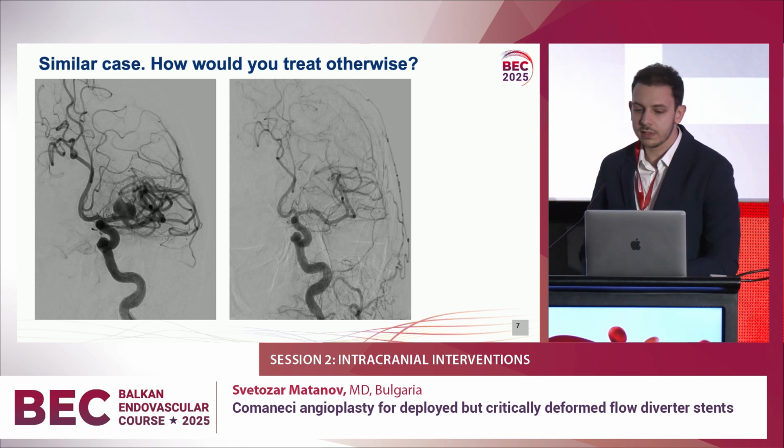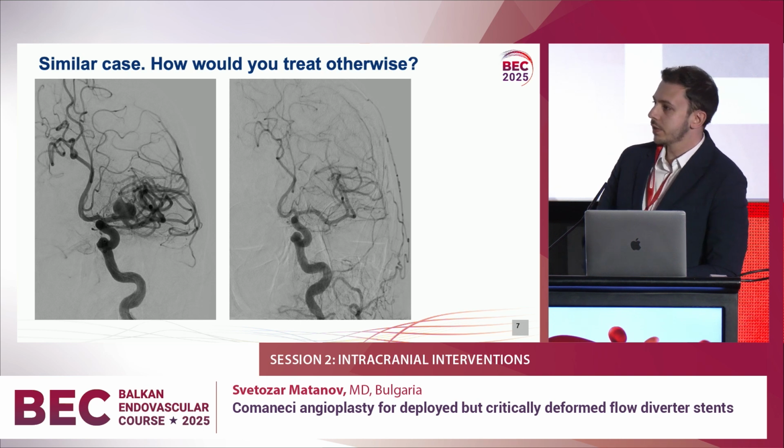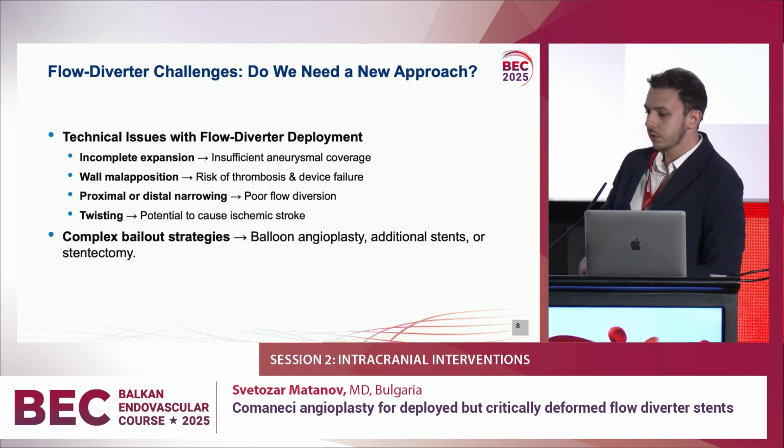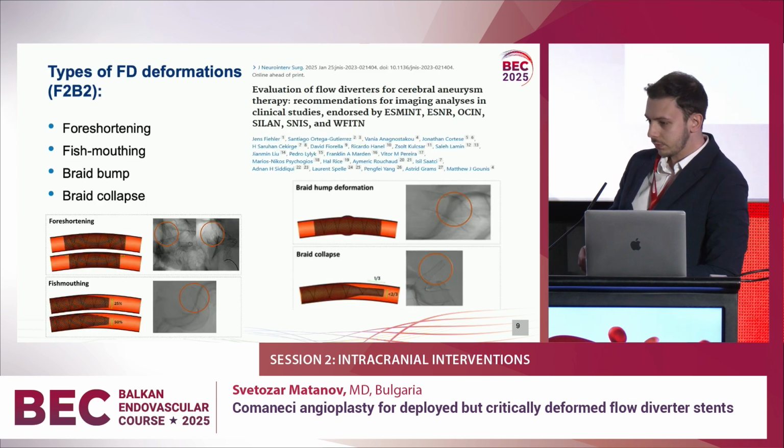With that being said, we've all seen some good examples of the flow diverters, but what happens when we encounter some problems? The main technical issues with the flow diverters include incomplete expansion, malposition, and proximal or distal narrowing or twisting. We have several complex bailout strategies, which include microcatheter massage, which I haven't included in this slide, which I'm sorry for, balloon angioplasty, additional stents, or stentectomy.